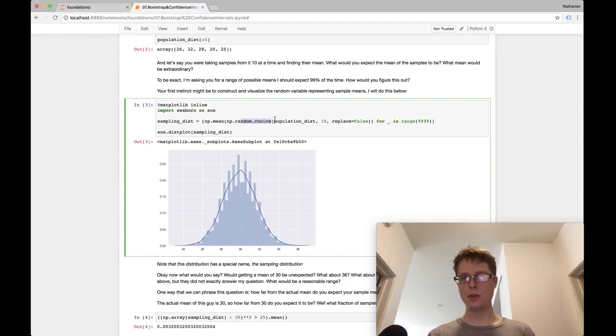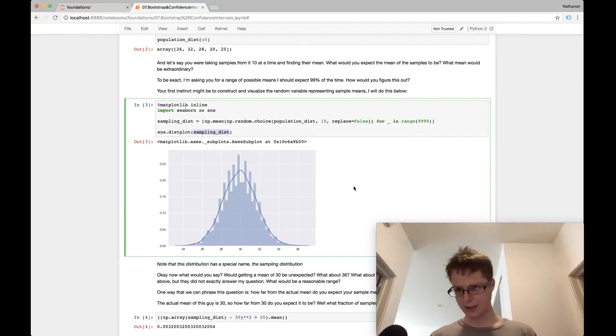I take a random choice from our population distribution, and I take 10 of them. I've taken 9,999 samples of 10, so let's assume that this is just 10,000. In total I've taken 100,000 individuals from our population, and I've questioned them. I plot this distribution down below. It's called a sampling distribution, and it's something that's pretty important. It looks something like this.